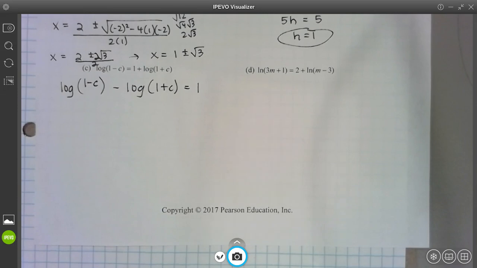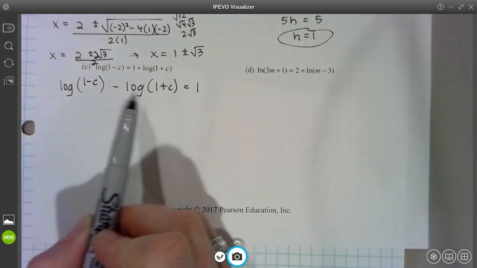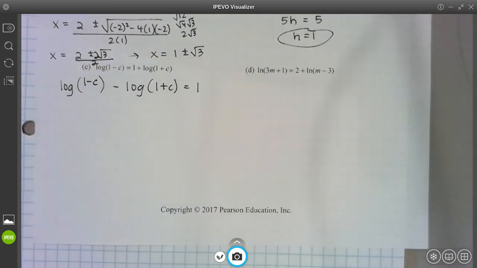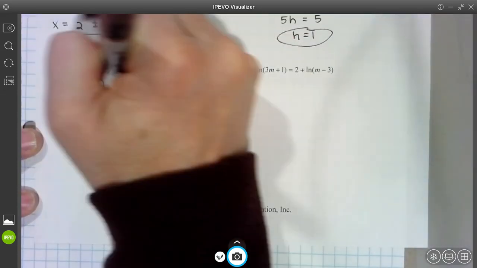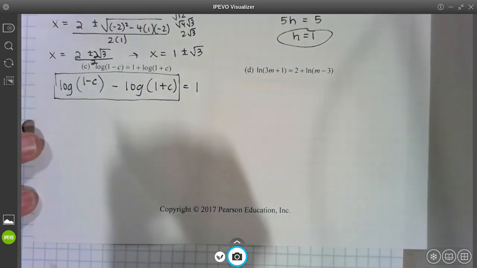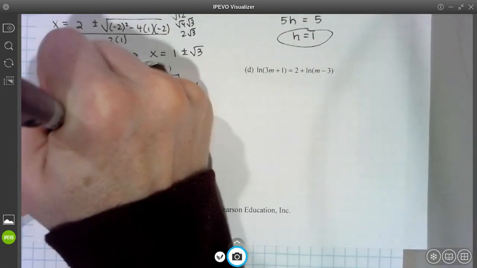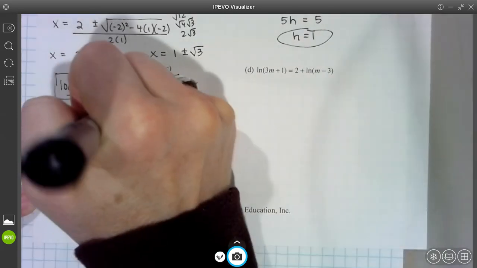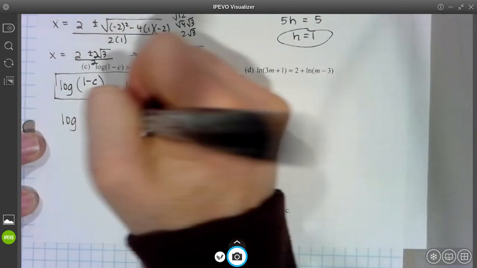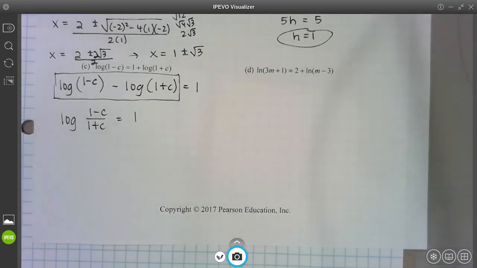Okay? So now you can put these 2 logs back together using division since they are separated by subtraction. So let's put them back together as 1 log, and then we'll have 1 log equals a number. So then I'll have the log of 1 minus c over 1 plus c, and it equals 1 now. So now think about how you could solve this equation, right? Now I have 1 log equals a number. Let's get rid of the log. This is a base 10 log.